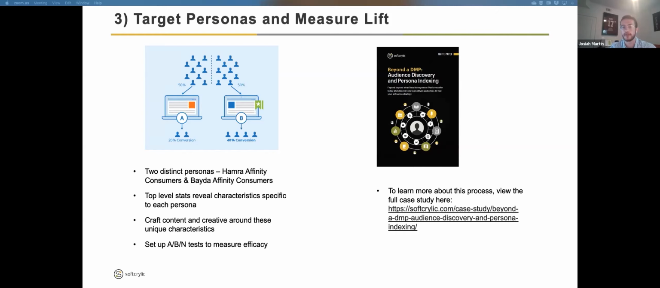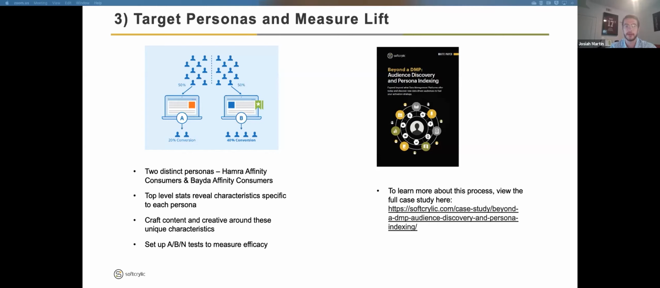But then we should also have that control with a more generic message, or even an ad crafted around the opposite persona, right? Something that serves someone who prefers HIMRA a Bida ad, and see if we do actually see a decrease in the click-through rate. And this way we can determine the most effective ad if we ran multiple variants, and also whether there's an overall lift based on serving them an ad that's preferable to them.